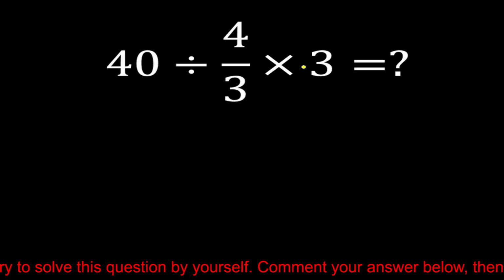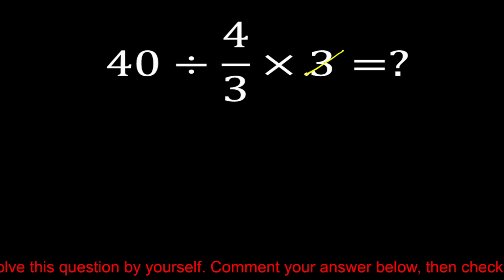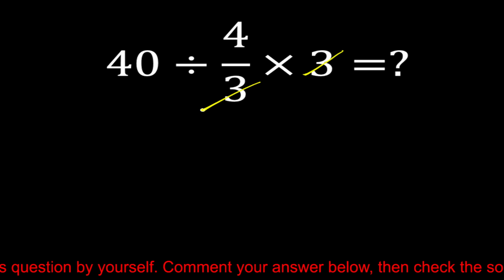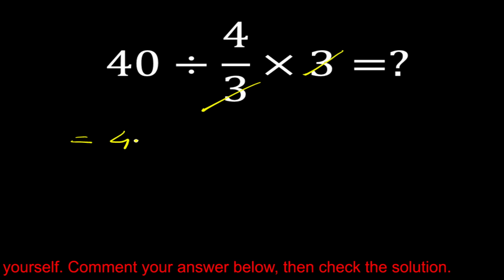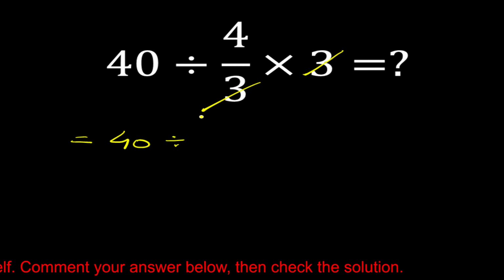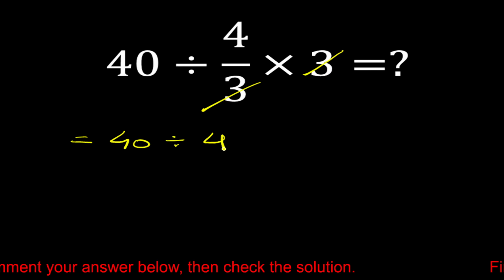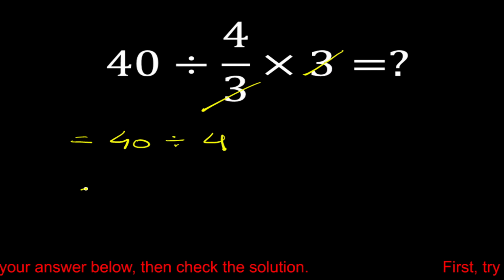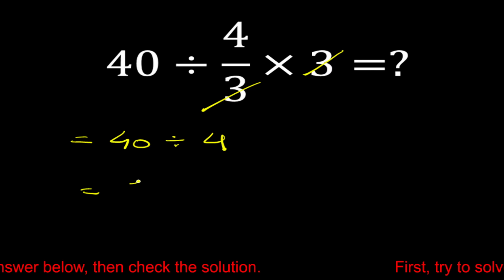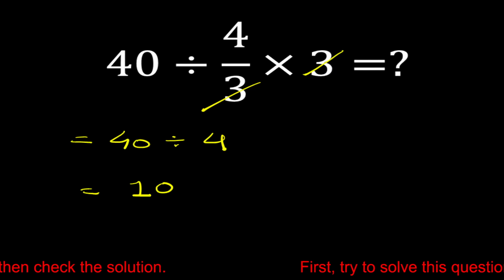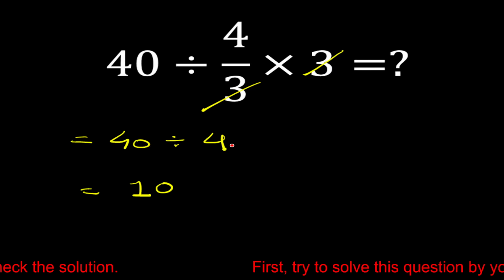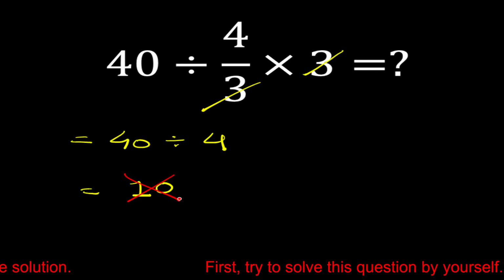Here we have a problem, so cancel this 3 by 3. Okay, now 40 divide 4. 40 divide 4 is equal to 10. Okay, but this answer is completely wrong.